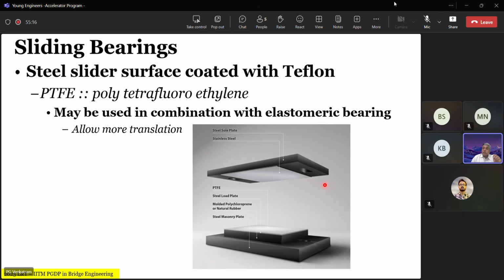This is nothing unique to this. Stainless steel and PTFE is a common theme you will find in all the bearings, whether it is pot PTFE or elastomeric bearing, or even spherical bearing, where you want the relative movement to take place between the superstructure and substructure. It is used in combination with elastomeric bearing because you can accommodate rotation also in that. That allows for the freedom of the superstructure from being subjected to unnecessary restraint forces.